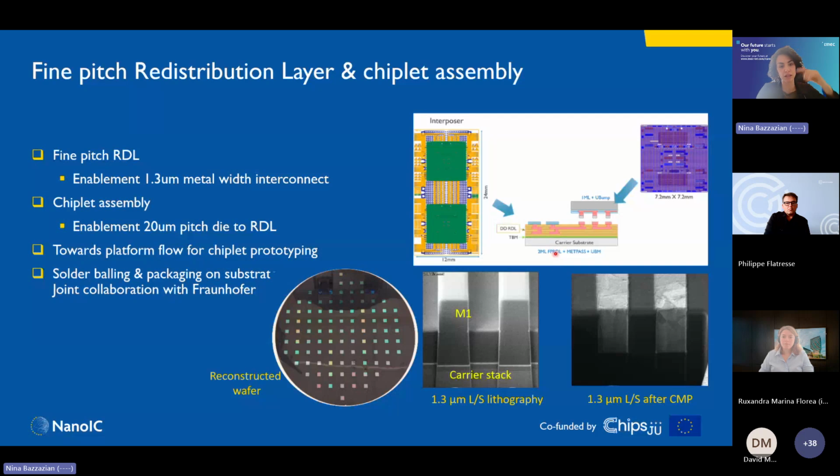At this moment you can repeat this process up to 5 times, so 5 layers with quite tight pitch, 1.3 micron, and then you can assemble on top of that dies up to 20 micron by standard solder bumping, for example, which would be the case of, let's say, die to RDL bonding.